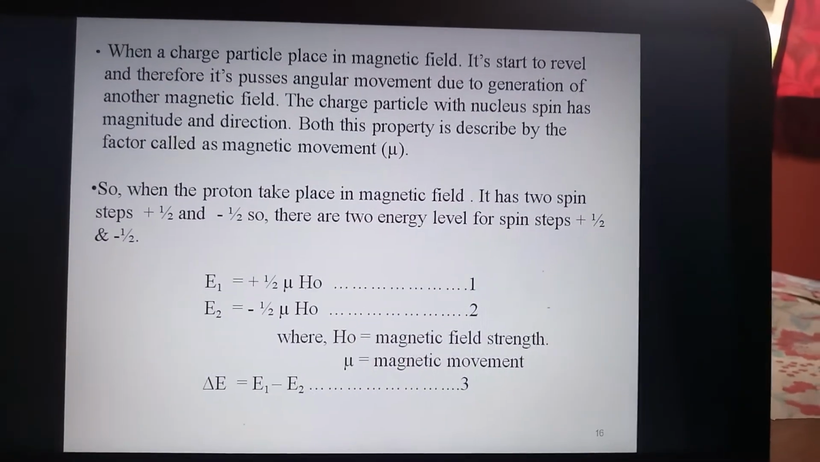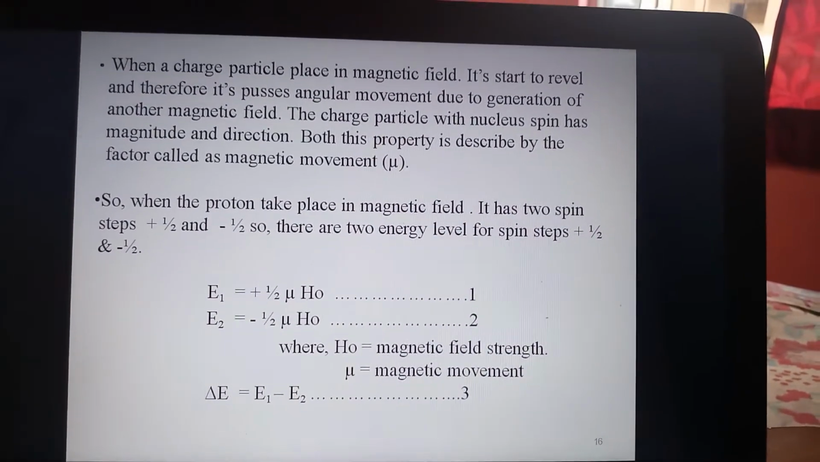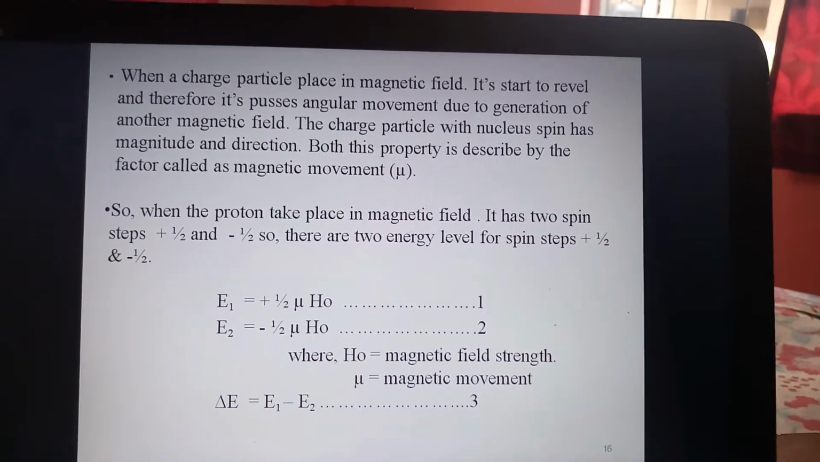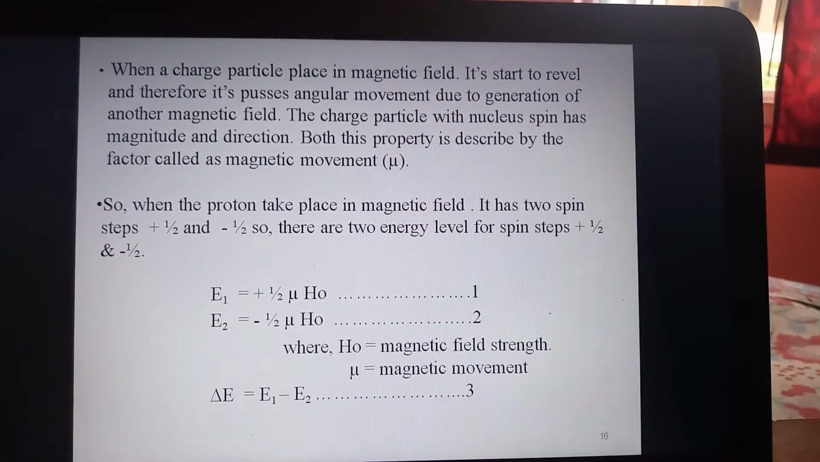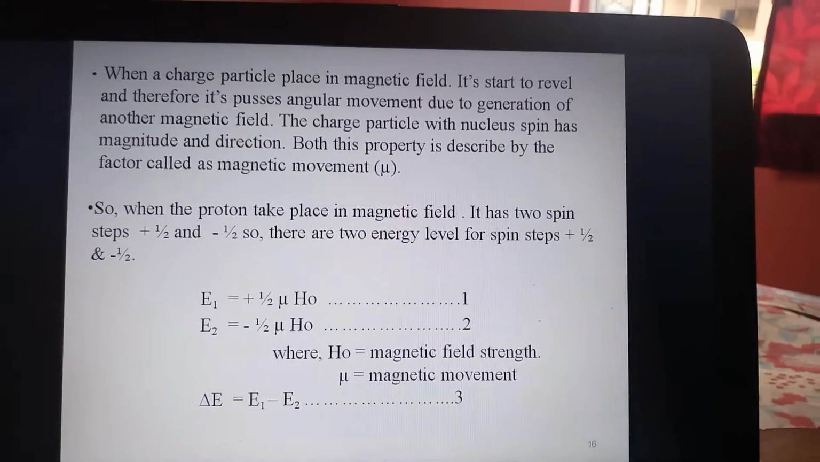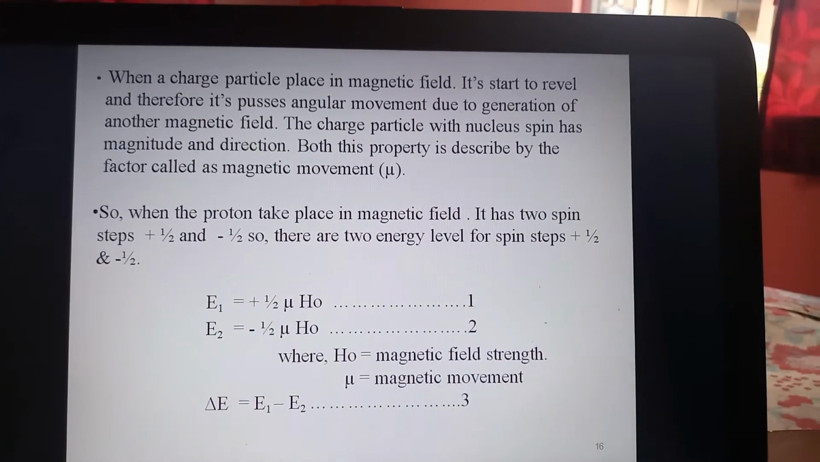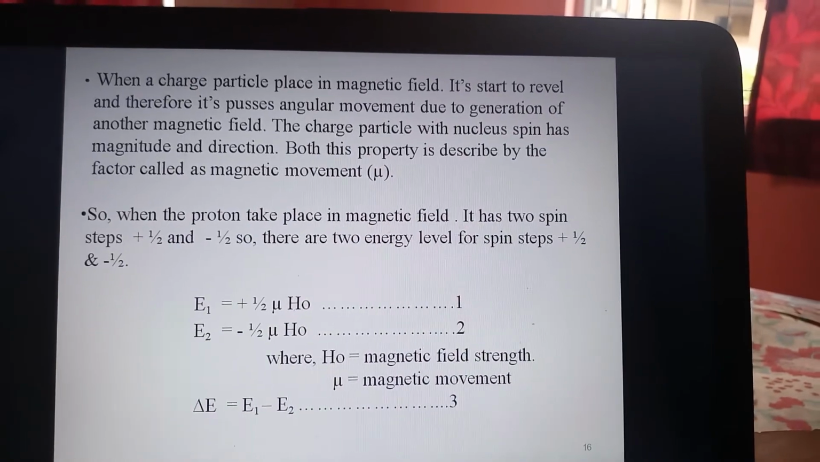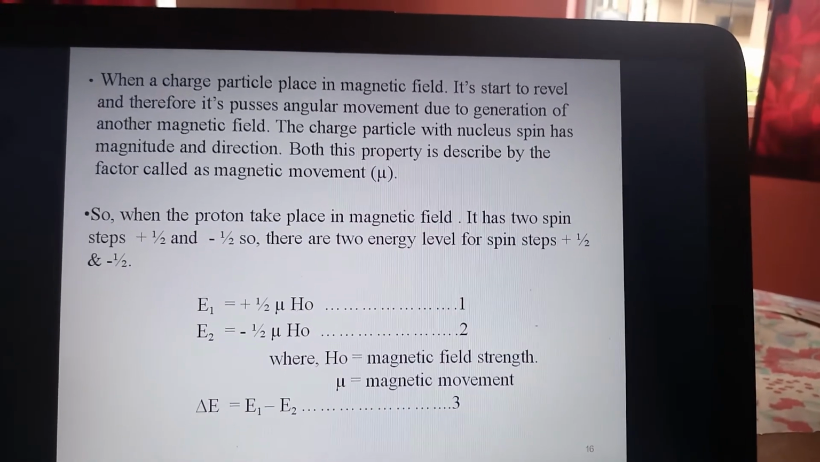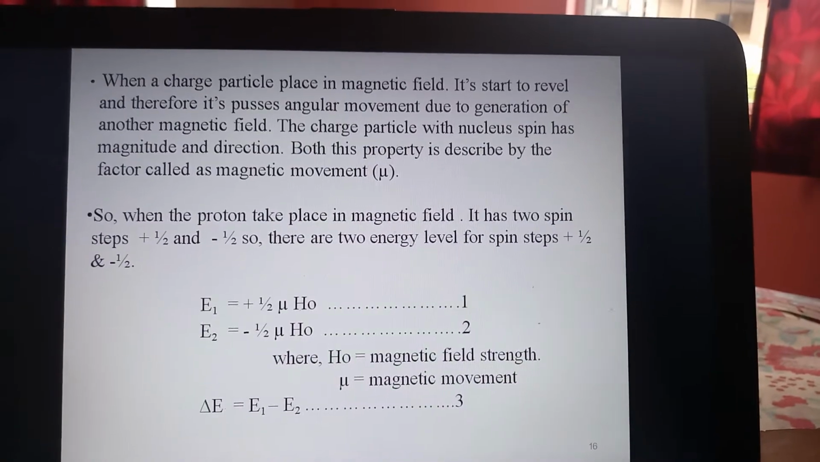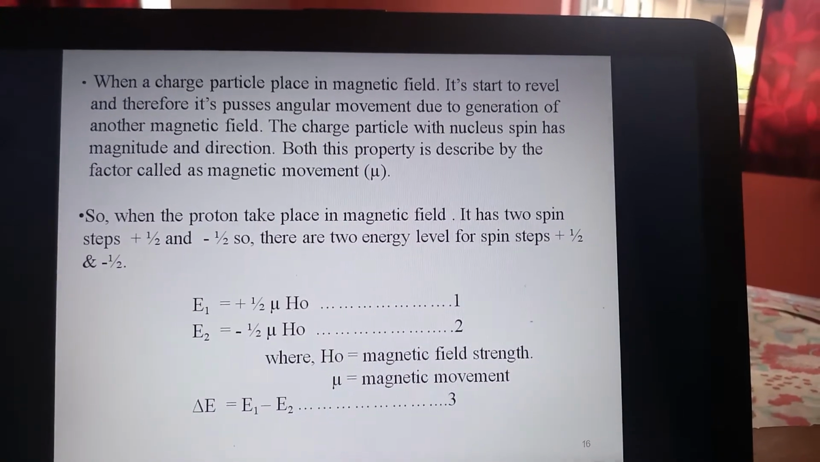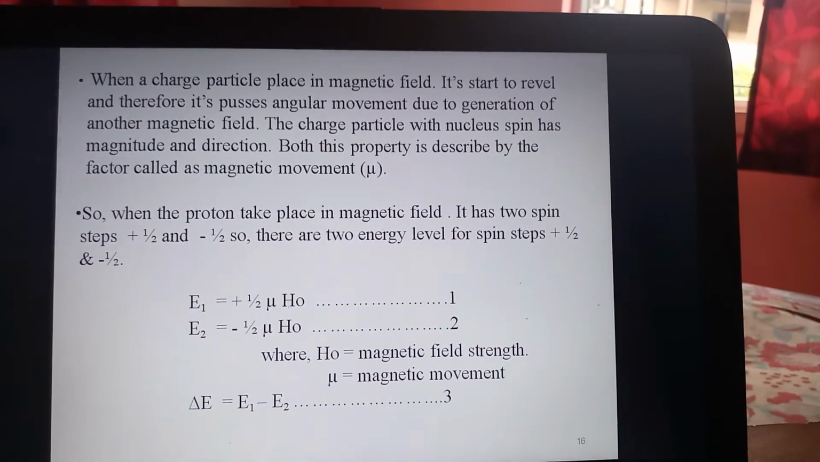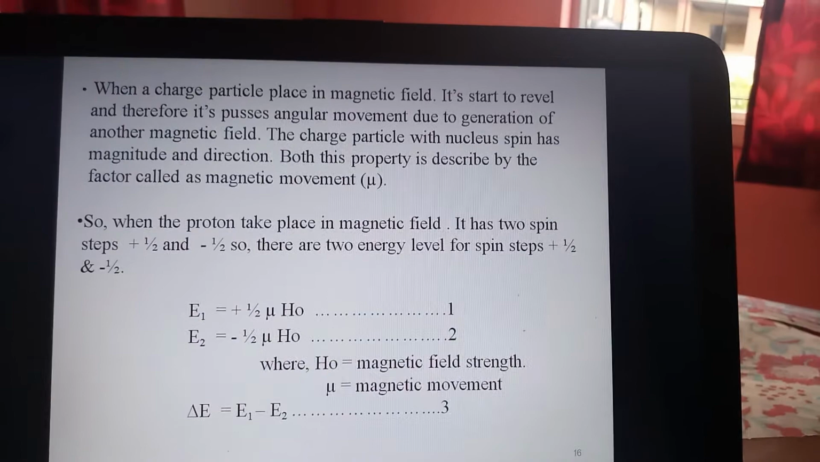When a charged particle is placed in a magnetic field, it starts to revolve and therefore it possesses angular momentum due to generation of another magnetic field. The charged particle with nuclear spin has magnitude and direction. Both these properties are described by a factor called the magnetic moment, mu. So when the proton is placed in a magnetic field, it has two spin states, plus half and minus half. So there are two energy levels for the spin states, plus half and minus half.